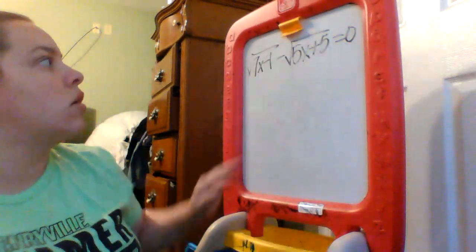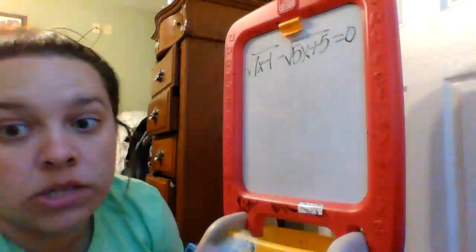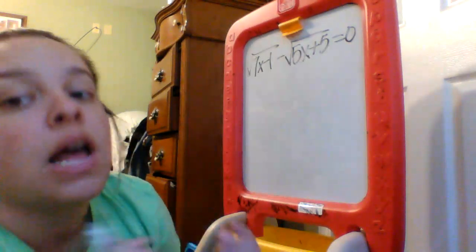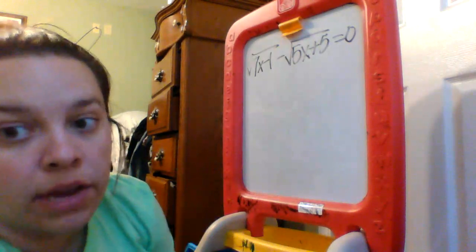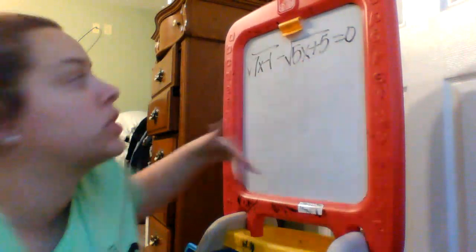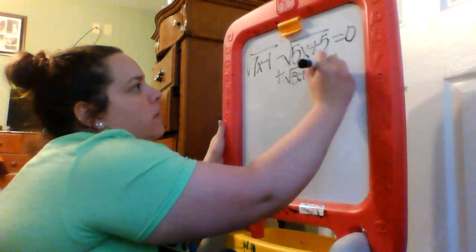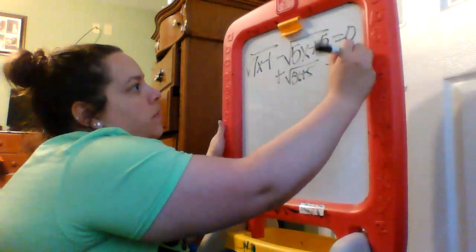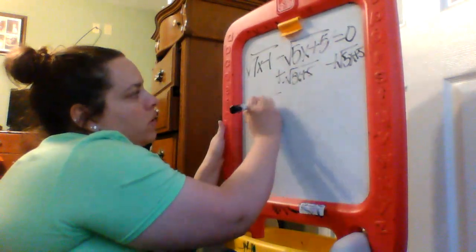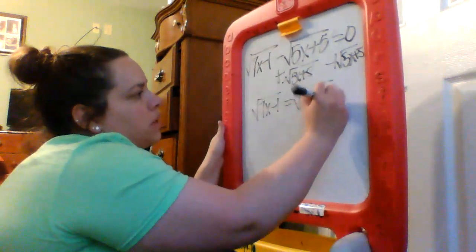All right, so this one's got 2 roots in it. And when we first started talking about these, we talked about if they had more than one root, isolate one of the roots and then get rid of it. So I'm going to isolate this root because this is a minus, so I'm going to go ahead and add it to the other side. So I'm going to add the square root of 5x plus 5. So that's the square root of 7x minus 1 equals the square root of 5x plus 5.